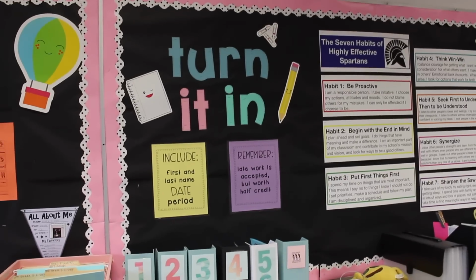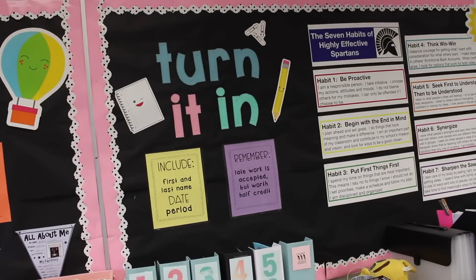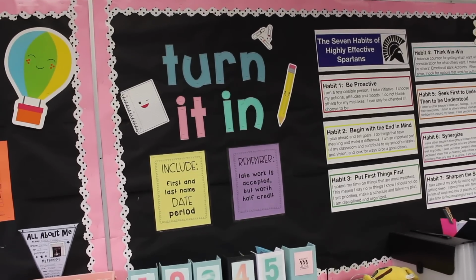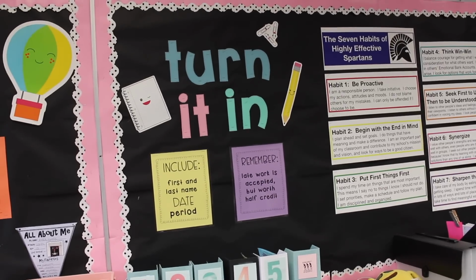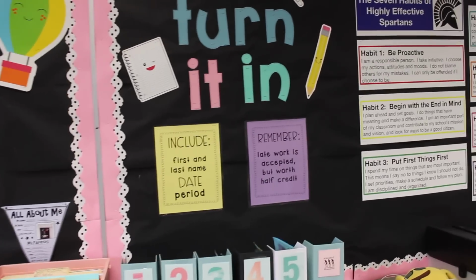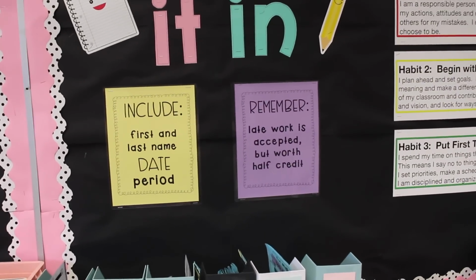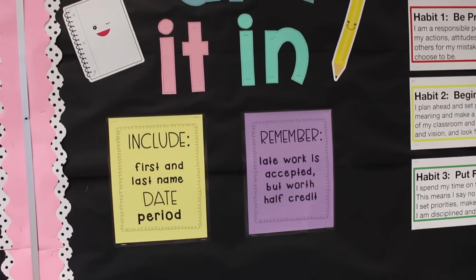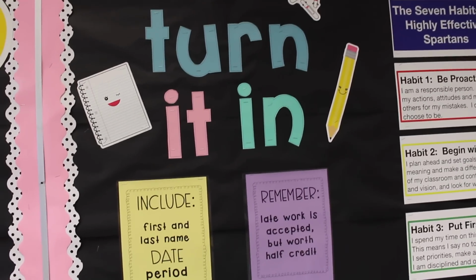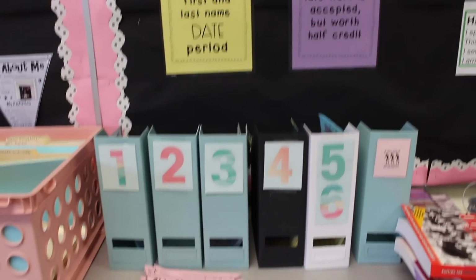This is my Turnitin Station. I've always had a Turnitin Station because I don't want students handing me late work. I don't know that I'm not gonna lose it. So I want them to be responsible for turning it in. So these are my policies. You need to have first and last name, the date and period. And I do take late work, but it's worth half credit. That just makes it simple. And usually, students only turn something in late one or two times, and then it sinks in and doesn't really hurt their grade all that much.